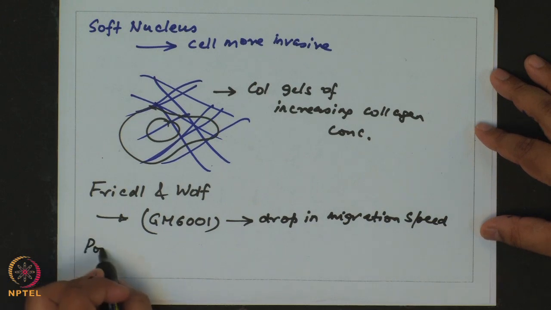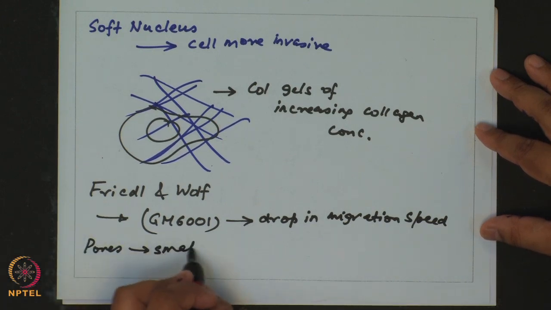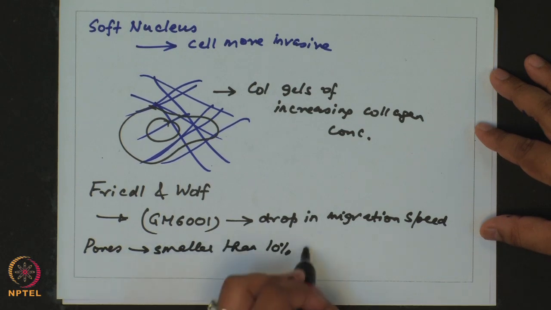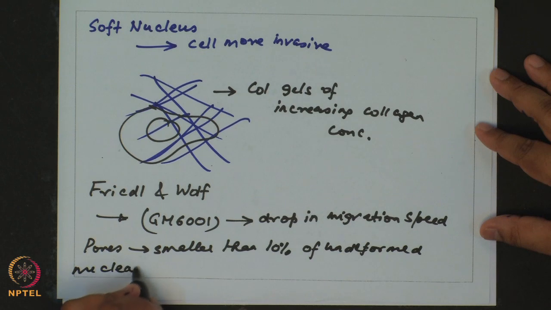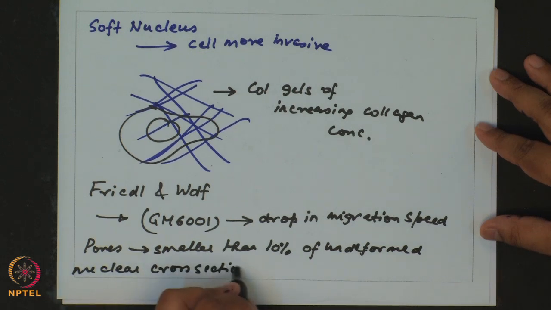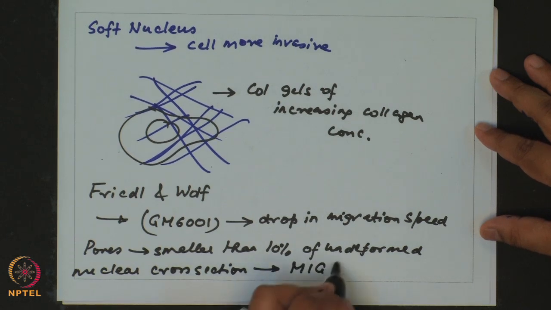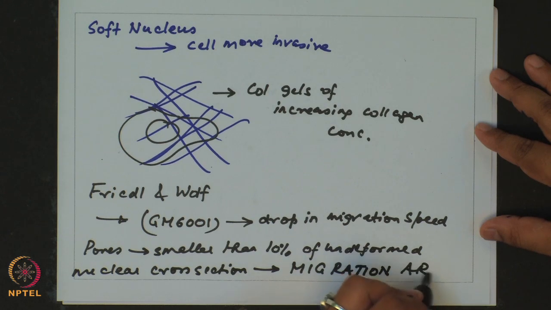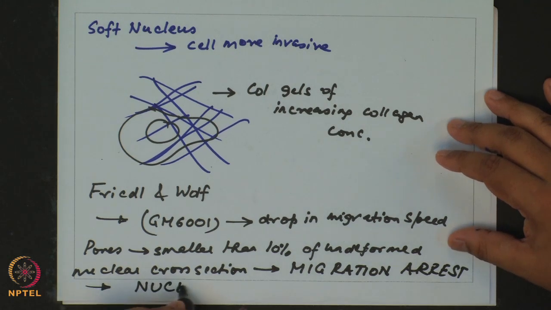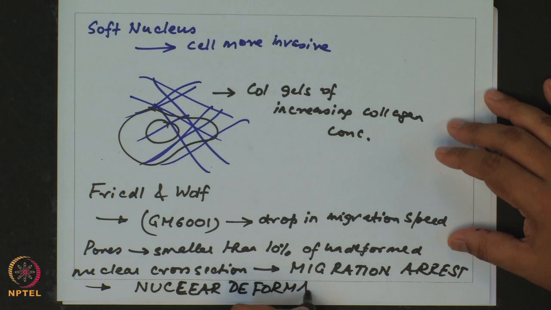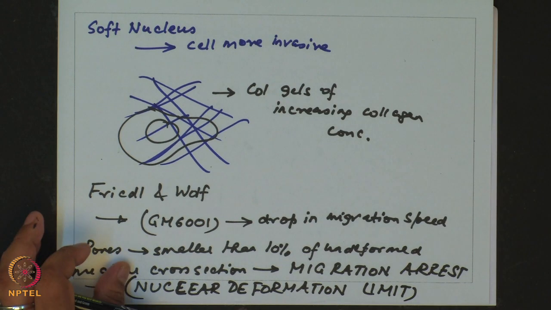And for pores which are smaller than 10% of the undeformed nuclear cross section, there is complete migration arrest, meaning that cells are completely stuck. This limit the authors named as the nuclear deformation limit. So, in other words, a nucleus cannot be deformed to below 10% of its original undeformed cross sectional area.